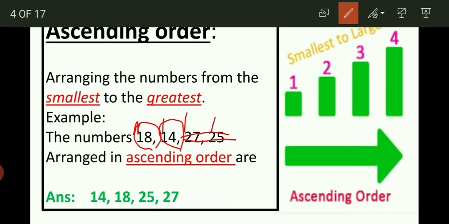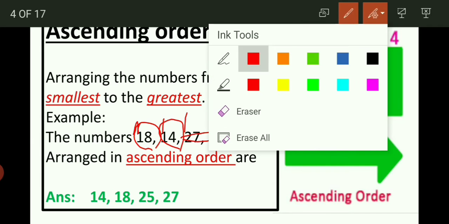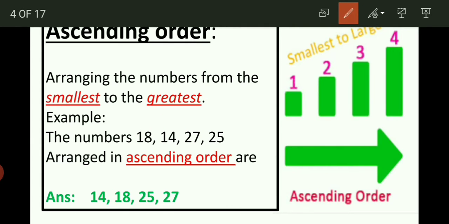So let's check the ones here. Here the ones place value is 8, and in this number it is 4. So which one is smaller, 4 or 8? 4. Very nice. So in this set of numbers, the smallest one is number 14. So let's write number 14 in the beginning. That is the smallest one.